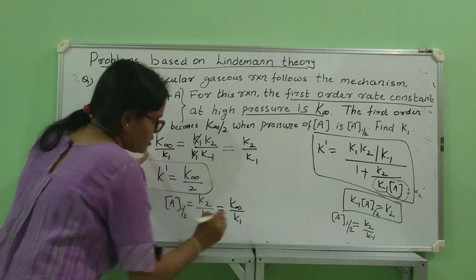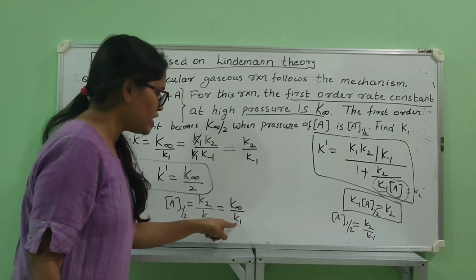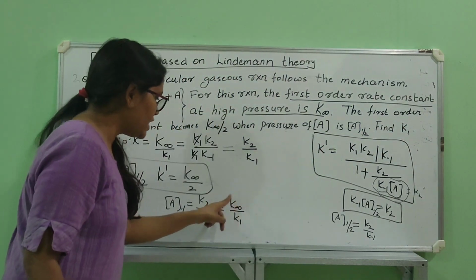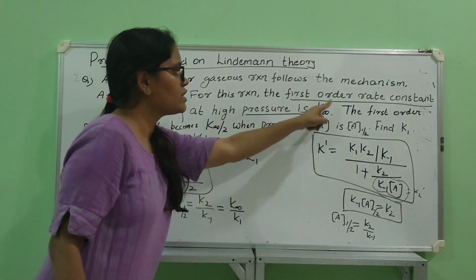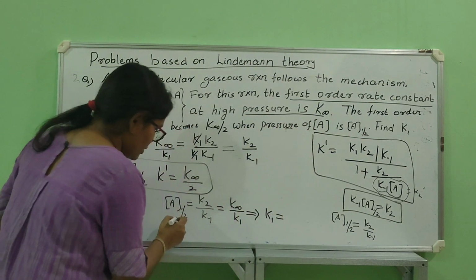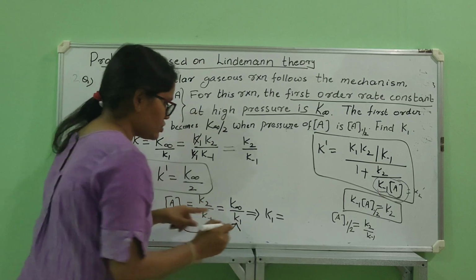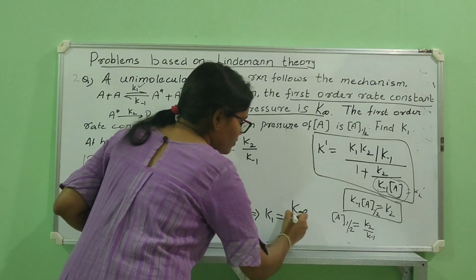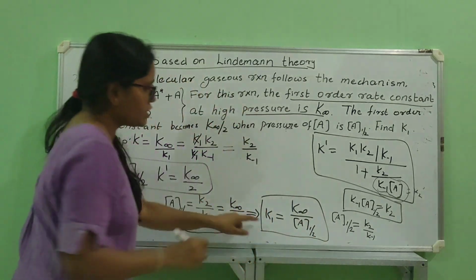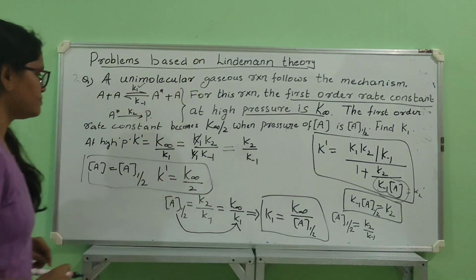So why am I writing this K2 by K minus 1 in terms of K infinity by K1? Because I need to find the value of K1, and that too in terms of K infinity and A half, because only those values are given in the question. So from these two equations, when K1 goes here, A half will go in the denominator. So K1 will be K infinity by A half. So this is the expression for K1 in terms of K infinity and A half. So this is how you solve the problem.